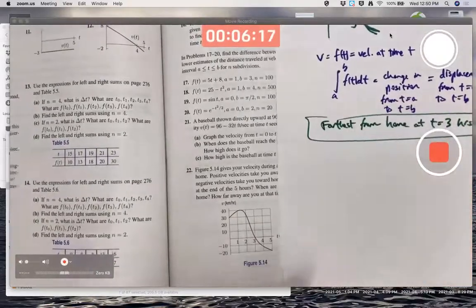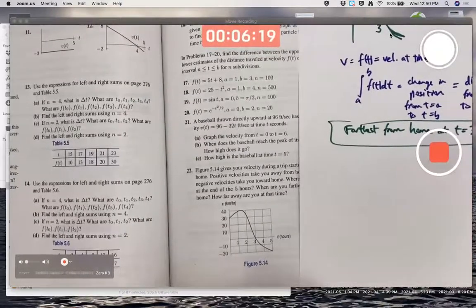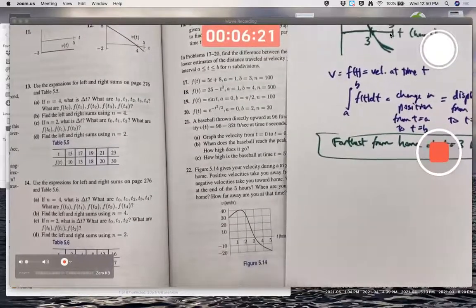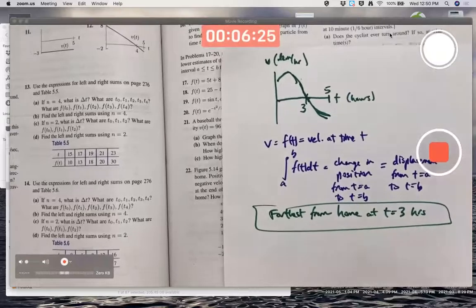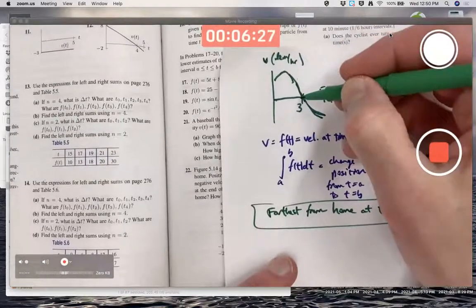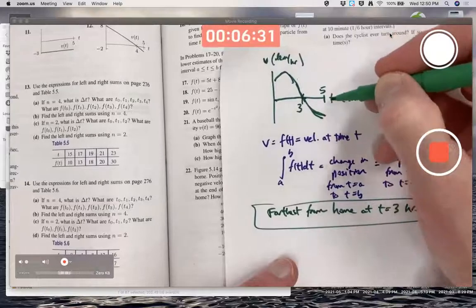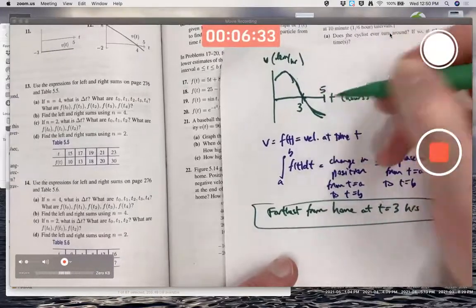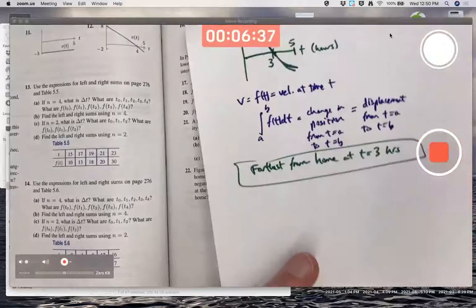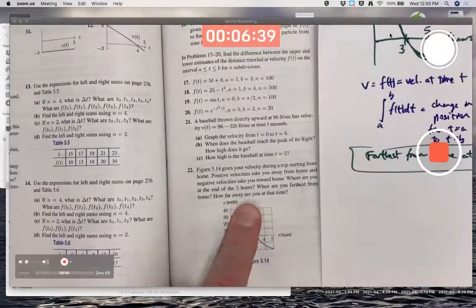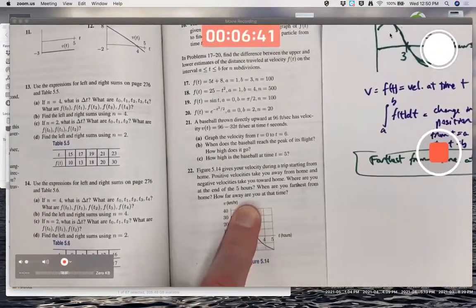That's one answer to one of the questions. I explained it to you verbally. The reason is for the first 3 hours, you're moving away from home because the velocity is positive. And again, from time 3 to time 5, you're moving back toward home. So you have to be furthest away at time 3. How far are you at that time? I guess we're taking these questions out of order.